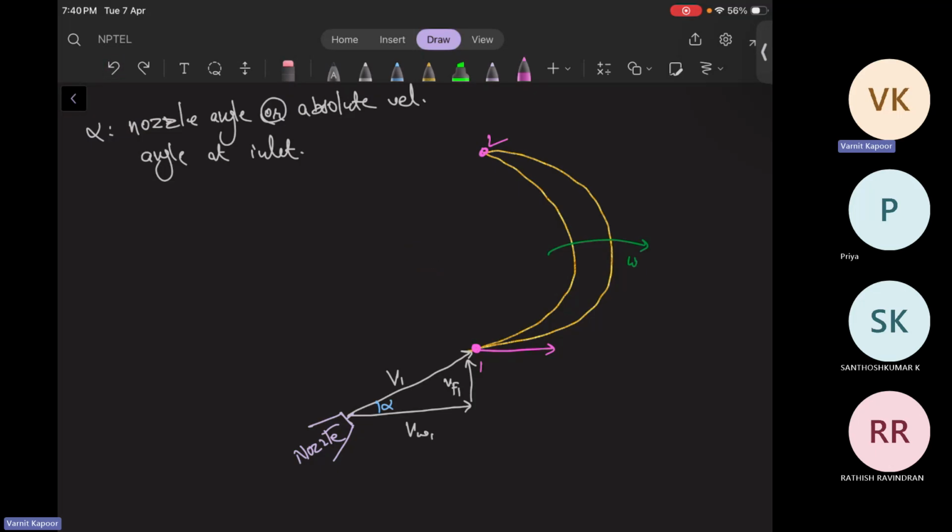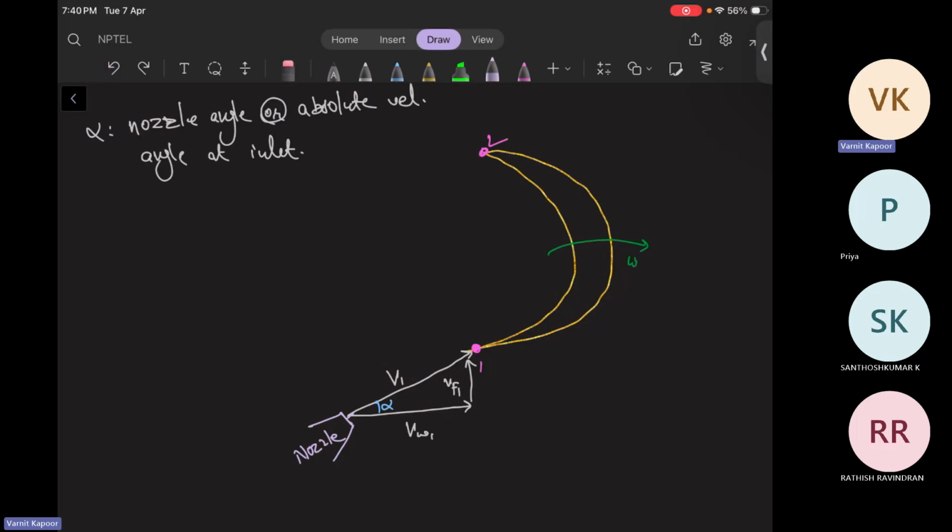You have to always remember two things for making a velocity triangle. First, v square, that is your absolute velocity square, should be the sum of the squares of the whirl component plus the flow component. That is the Pythagoras theorem. Eventually v1 square is equal to vw1 square plus vf1 square. The first condition should always be this.